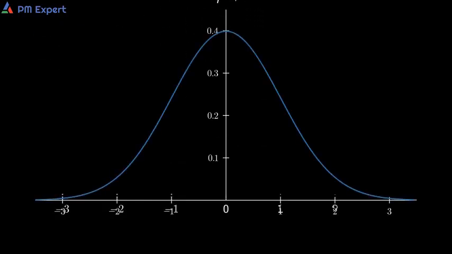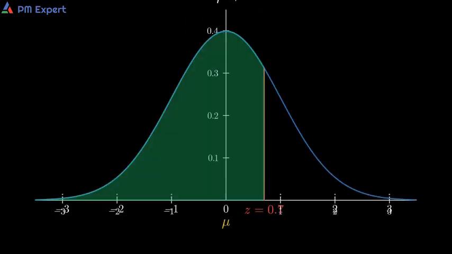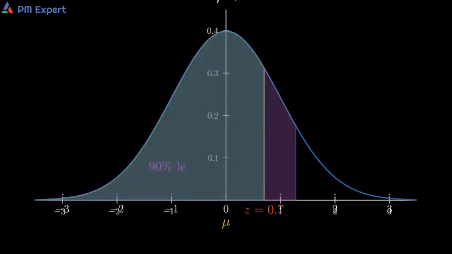Example 2. Find the 90th percentile raw score when the mean is 75 and sigma is 10. First, find the z value where the area to the left is 0.90. That z is about 1.28.